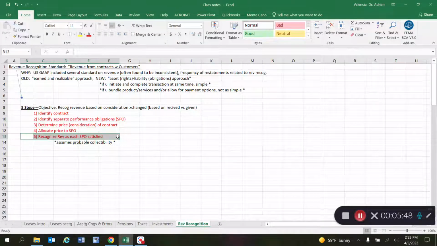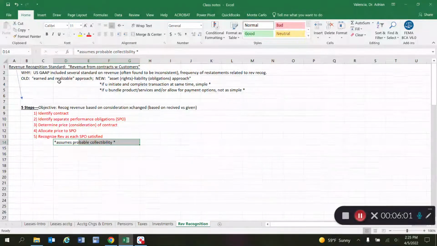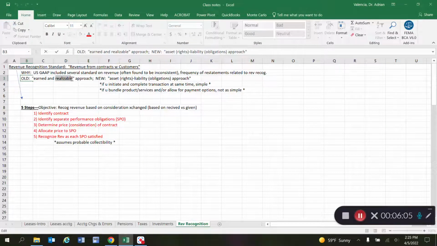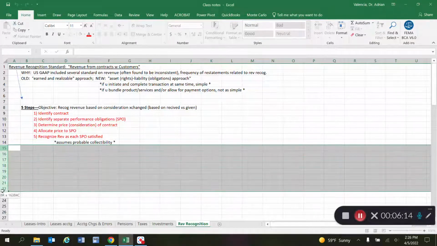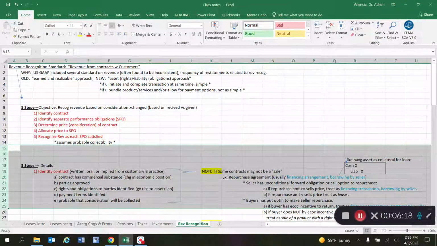And as a side note here, this assumes that the collectability of those receivables is highly likely. Throughout this process, it really goes back to the old days where we said, well, recognize revenue that is earned and realizable. So in a sense, that still applies. The collectability aspect has to be there for us to be able to recognize revenue. All right, so let's talk a little bit more in detail here about the first one, identifying the contract.